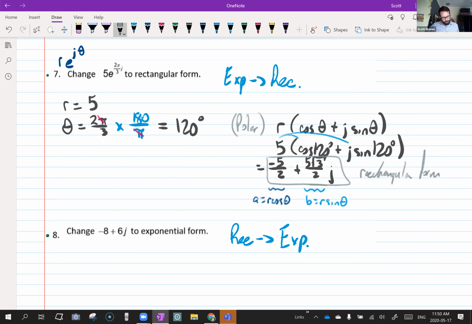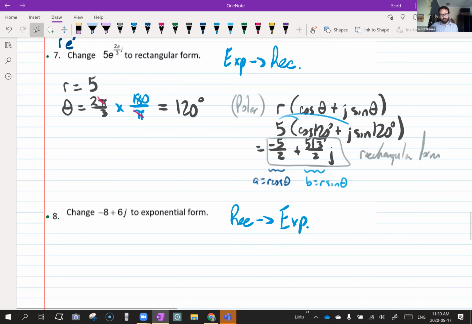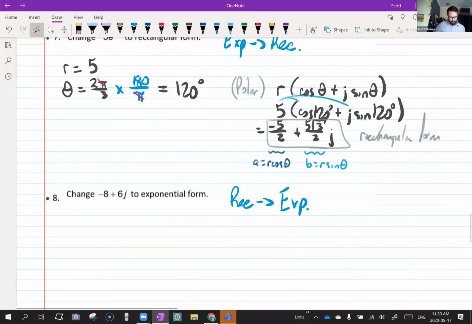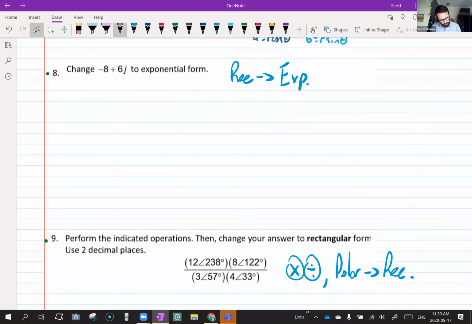The next one, it says change what you've been given to exponential form. I'll do one more quick example of this, okay? Let's do it fast. Make a sketch. Left and up. Angle is going to be this. What is our radius? Well, first of all, how did I know the sketch? Well, it's because I know this must go over by 8. It must go up by 6. That much I know.